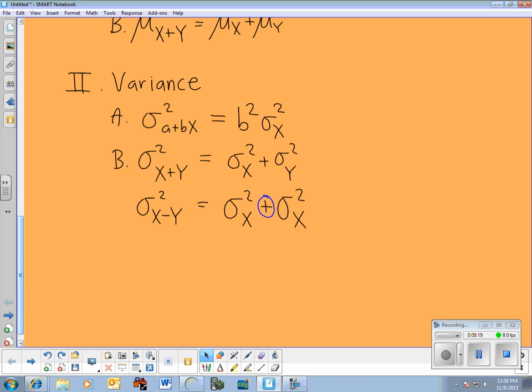All right, here's the last one. This is where it kind of turns ugly, but again, don't worry, it's not that bad. This is for independence.